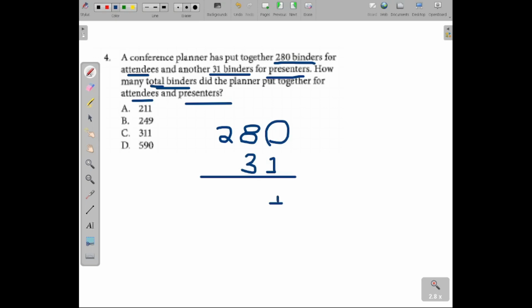1 plus 0 is 1. 8 plus 3 is 11. We hold 1. 2 plus 1 is 3. And this is the total number of binders, 311. The right answer is C.